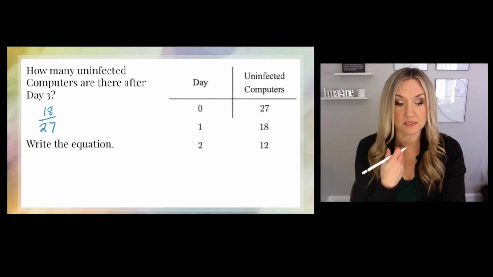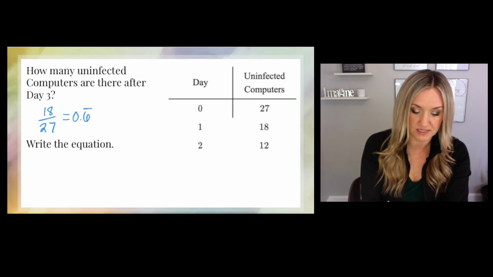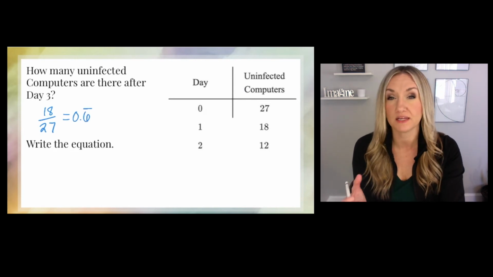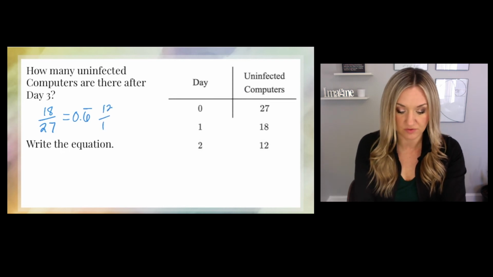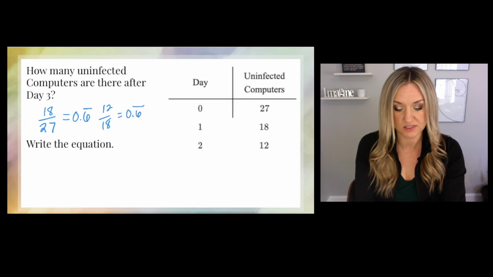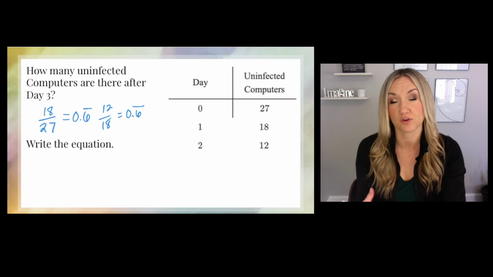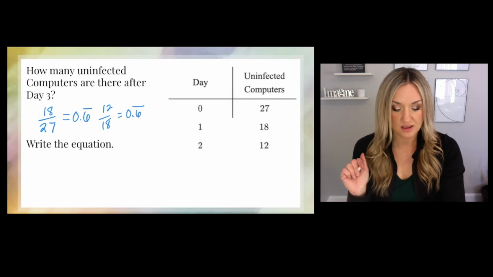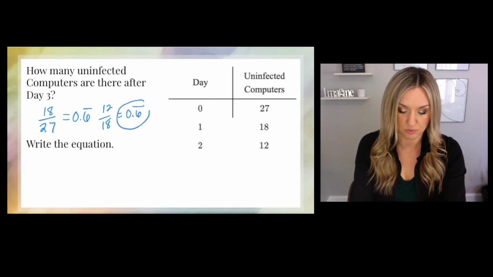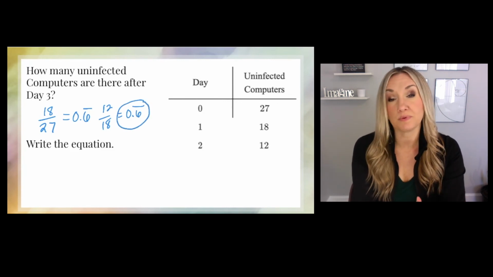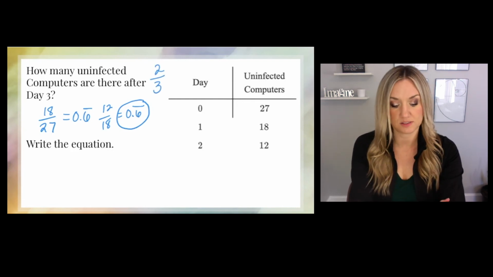And when you do 18 divided by 27, you're going to get about 0.6 repeating. Now 0.6 repeating exactly is 2/3. So if you do that one more time, 12 divided by 18, that is also 0.6 repeating, or 2/3. You can just simply simplify the 12 over 18 to get 2/3. And so therefore, I'm not going to use the decimal this time because it is a repeating decimal. I would like to use the 2/3 as the multiplier.